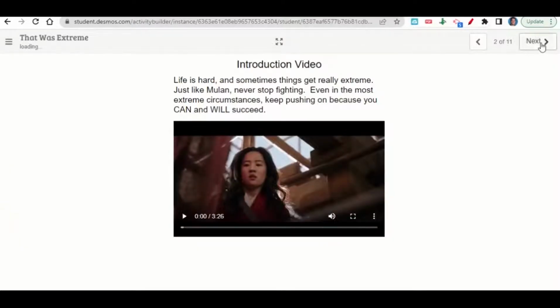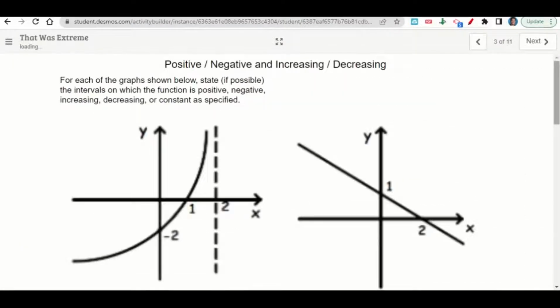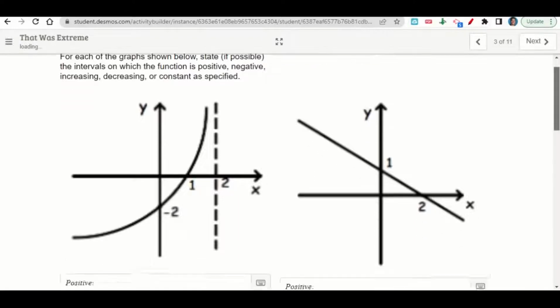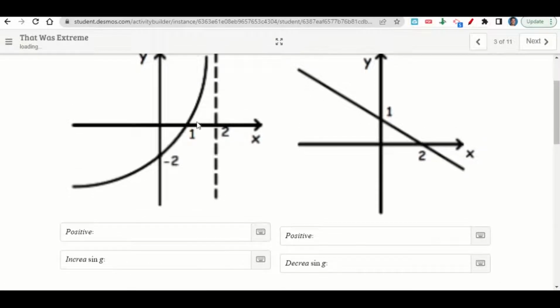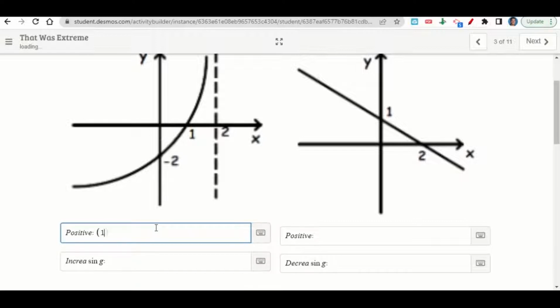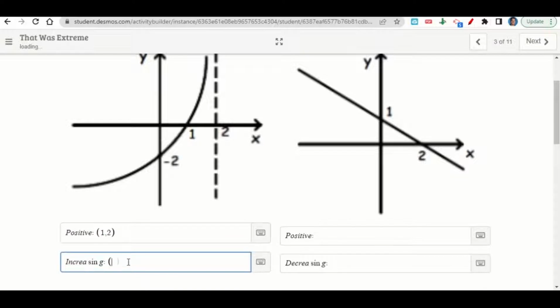And then we'll go ahead and click Next. Now we're going to decide where the graphs are positive, negative, increasing, and decreasing. So where is this graph positive? Well, it's positive from 1 to 2. So we'll go ahead and put this on the interval from 1 to 2. It's positive. And where is it increasing? Well, it's increasing from negative infinity all the way to 2. So we'll go ahead and put that from negative infinity to positive 2. It is increasing, because notice it's going up the entire time.